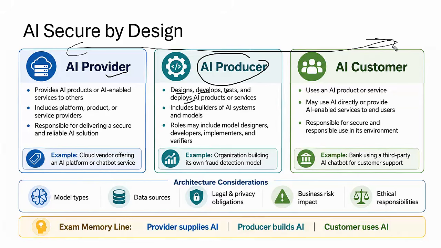So the customer must ensure the AI is used for an approved purpose, the users are trained, the sensitive data is not exposed, and all that. So the cloud vendor is the AI provider. The bank AI team or vendor team customize the chatbot logic, so they are the AI producer. The bank using a chatbot for customer support is the AI customer.